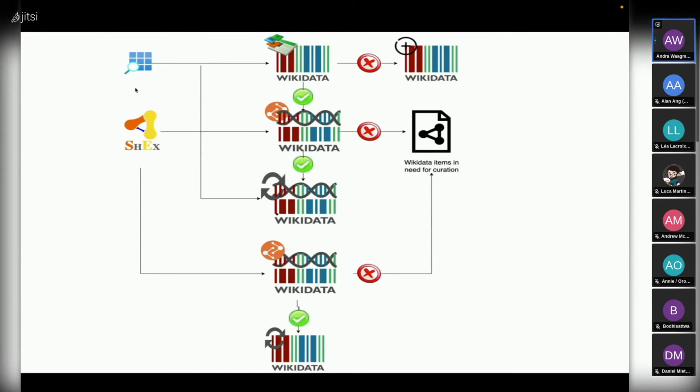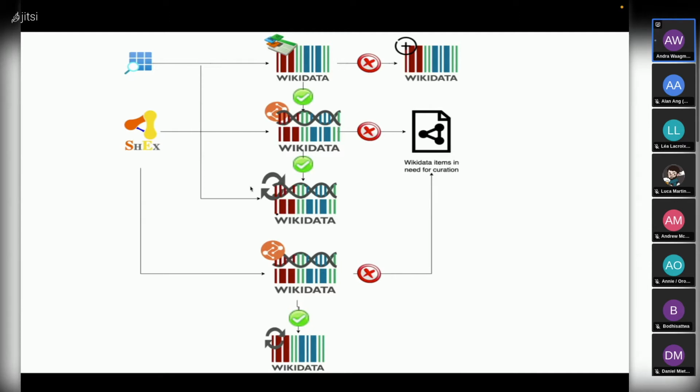So imagine that this is the list of PubMed IDs. And then you want to check whether the PubMed IDs, the DOIs or the PubMed IDs, are already in Wikidata. If that's not the case, add it. If it is the case, we want to check with an entity schema whether the item is conforming to the schema that I just mentioned. If that's not the case, the item is being logged for curation. So nothing happens after that.